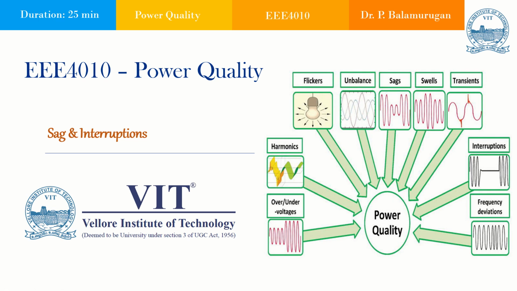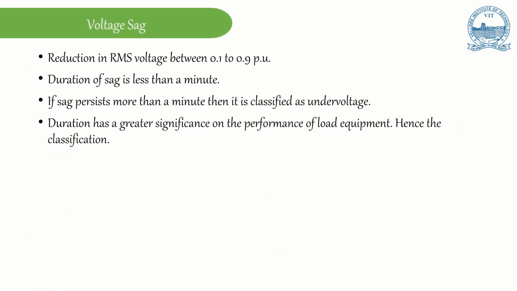Welcome. In this video, we will discuss the various sources of sag and its effect, and how to evaluate it in the real-time environment. So, voltage sag is defined as the reduction in the RMS magnitude of the voltage between 10 percent to 90 percent of the rated value, or according to the definition, it is the reduction in the RMS voltage between 0.1 to 0.9 per unit.